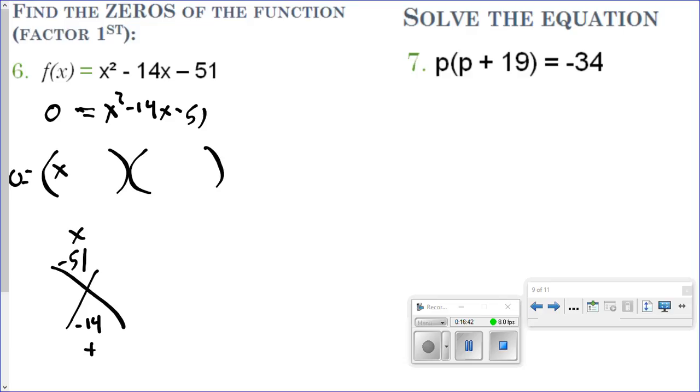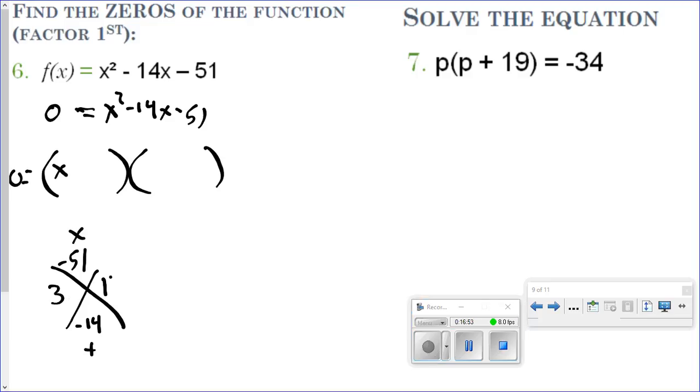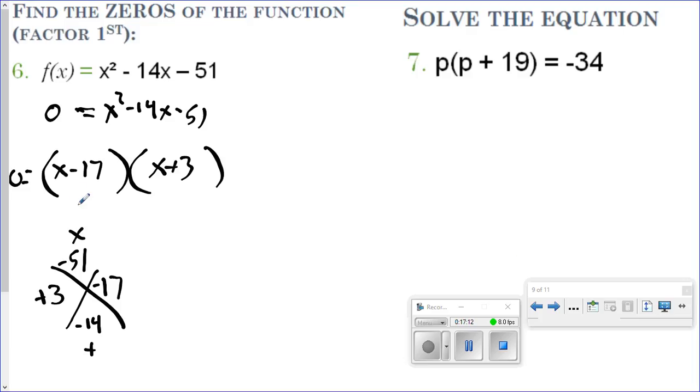Get your brain to work on it a little bit. I know that 3 and 17, when you multiply them, make a negative 51. If you add them and it makes negative 14, that means this one has to be negative, this one has to be positive. So we're going to go with x minus 17 and x plus 3. That would necessitate then that x would be equal to 17, or x would be equal to negative 3 in order for this to equal 0.